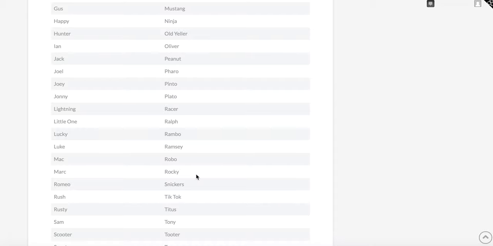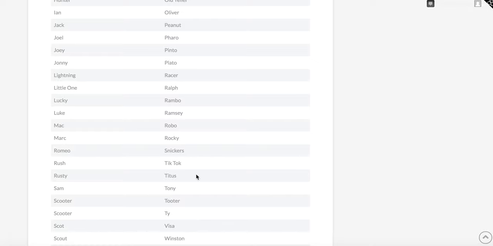The other one, since I went ahead and put, looks like Scooter on there twice, another one that I've seen is Luke, L-U-K-E. So there's 100 names.